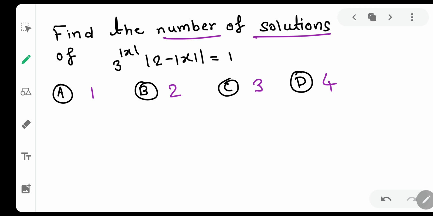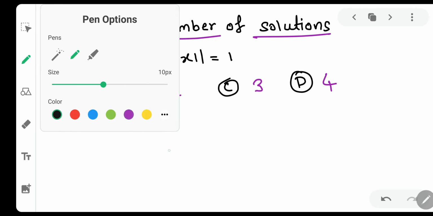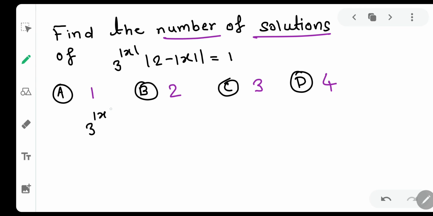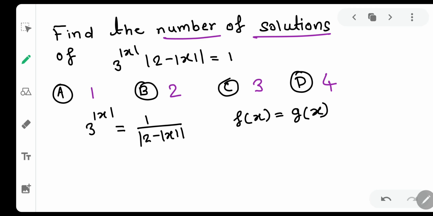So before we start doing that, let me say that I have to modify this particular function. This function can be rewritten as 3 raised to mod x equal to 1 upon mod of 2 minus mod x. This is your function. If you check the left hand side, it is f of x. If you check the right hand side, it is g of x. So you need to plot the graph of f(x) and the graph of g(x), and the points at which they intersect are the solutions.